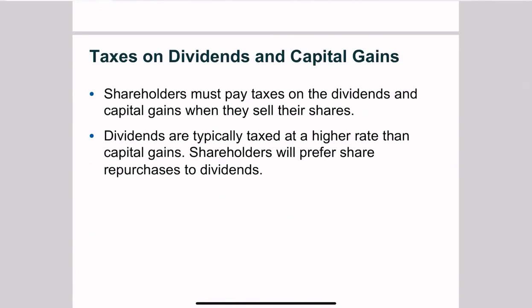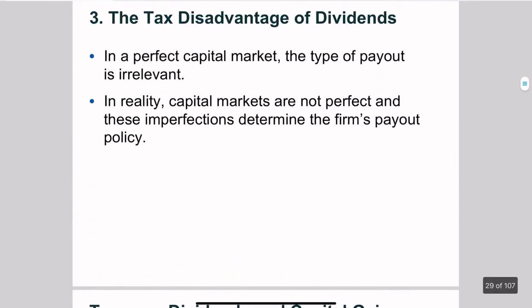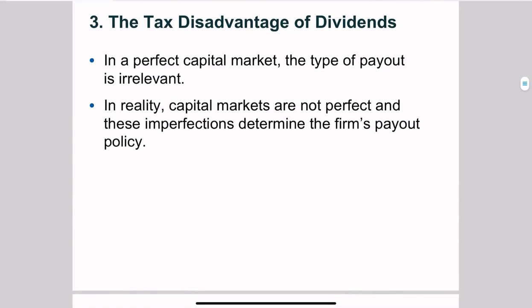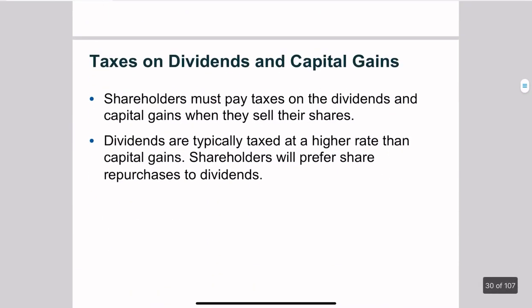Okay, first, maybe let's think about taxes, right? Why do dividends have a tax disadvantage? It's simple. It's really because generally the government charges a higher tax rate on dividends compared with capital gains. So generally when an investor invests in equity, the investor can earn some returns through either dividends or capital gains.